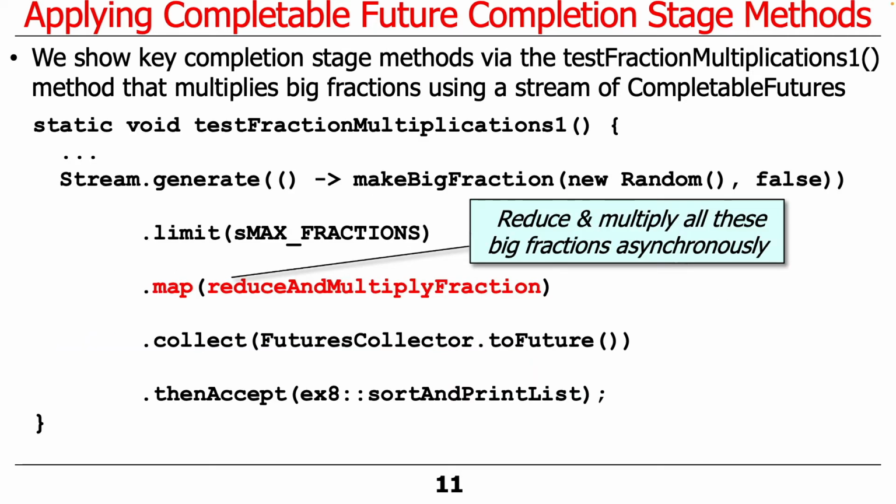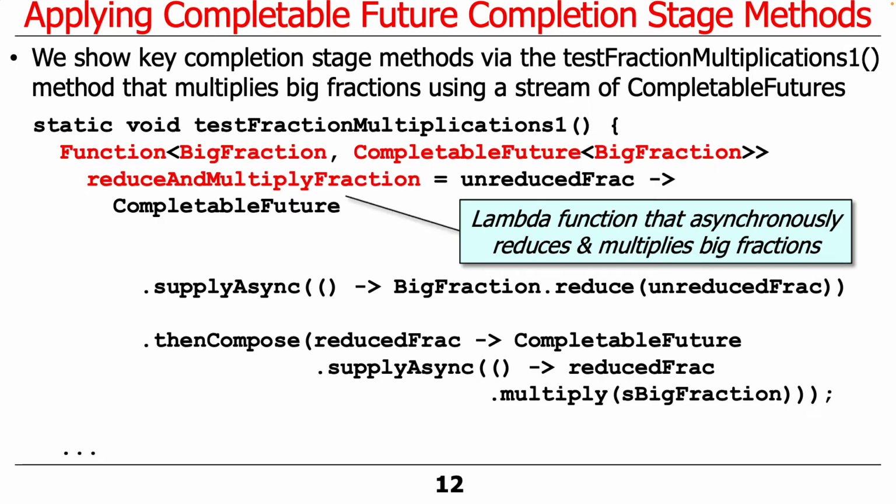So the next thing we're going to do is use the stream map intermediate operation, and we're going to pass in a function as a local variable. We'll look at that in a second. And that's going to reduce and multiply each of those big fractions asynchronously. So let's go take a look at that. This is that function. It's called reduce and multiply fraction. And you can see it takes a big fraction, which is that randomly generated large big fraction, and it's going to return a completable future to the result of reducing and multiplying said big fraction.